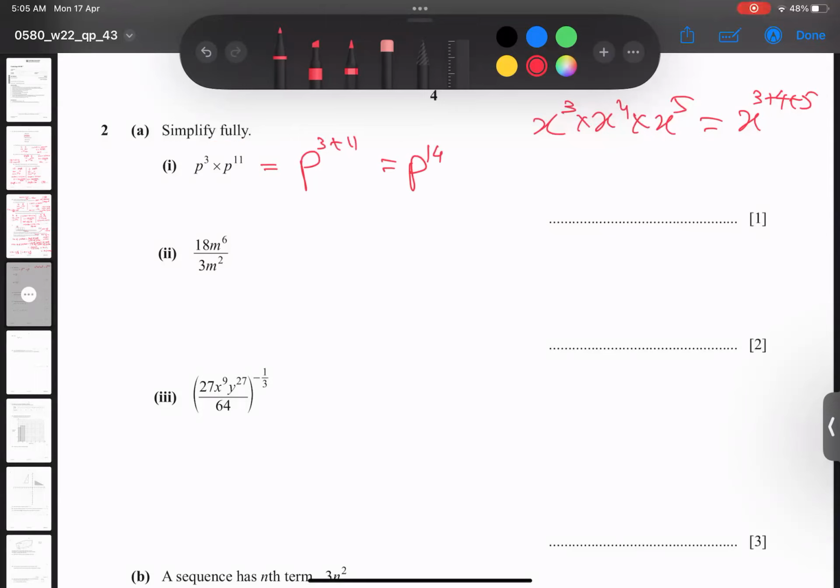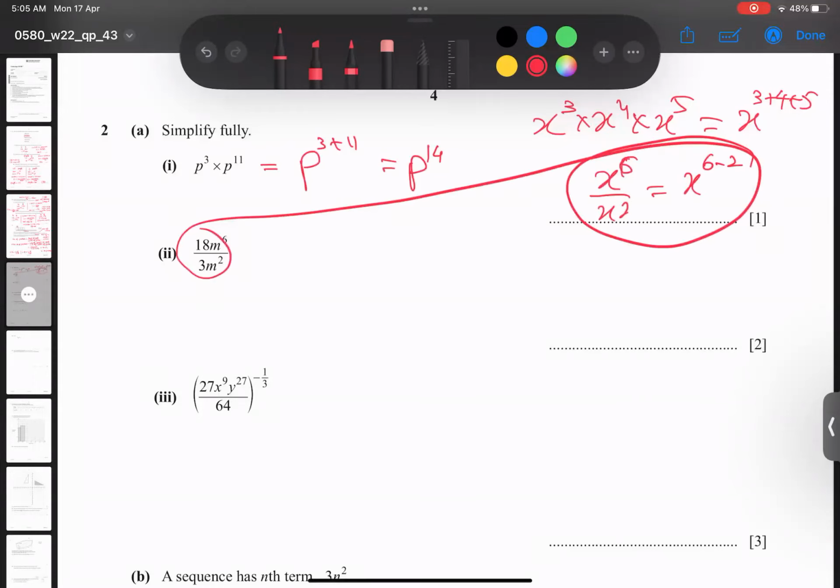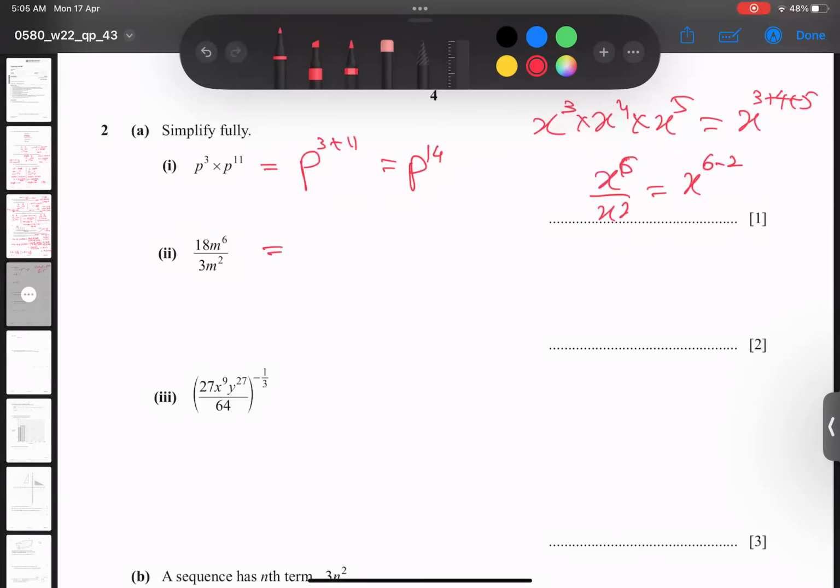But in the case of division, like here 5 and here 2, or 6 over 2, it is upper power minus lower power. This is a rule. I will implement the same here. So 3 sixes are 18, 6 comes. With the same base m, upper power 6, lower power 2, so simply subtract. And finally, I get 6m to power 4.